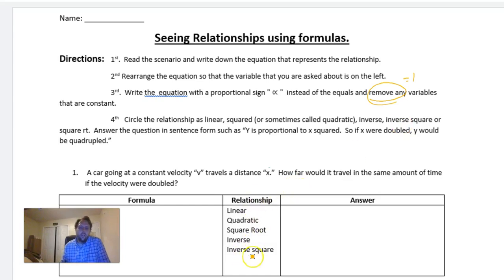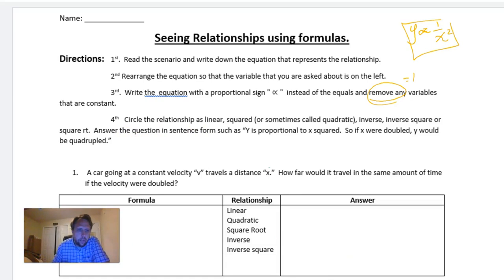So we did not talk about inverse square. Inverse square is y is proportional to 1 over x squared. I don't think that shows up on this assignment. We will see that later in the year. But for right now, I'm not thinking you have any inverse squared. It's just both inverse and squared. And then write your answer.